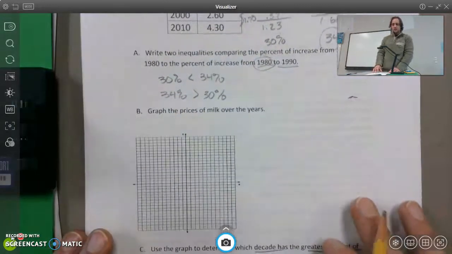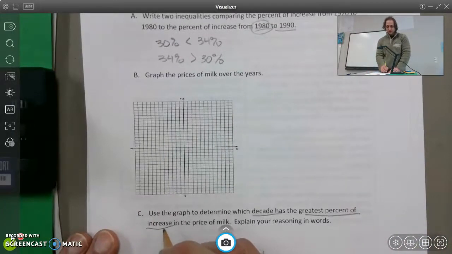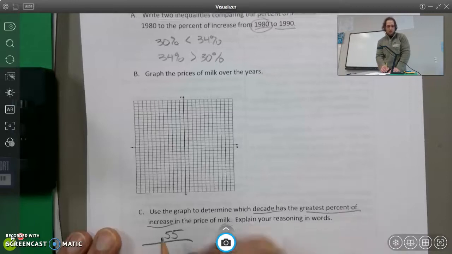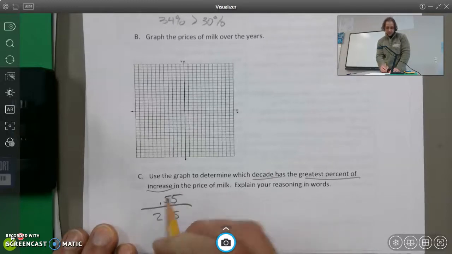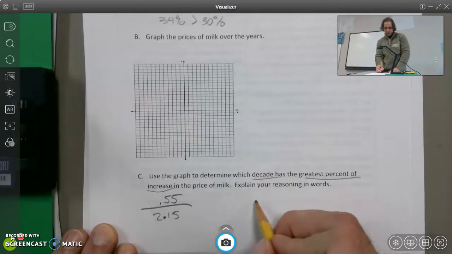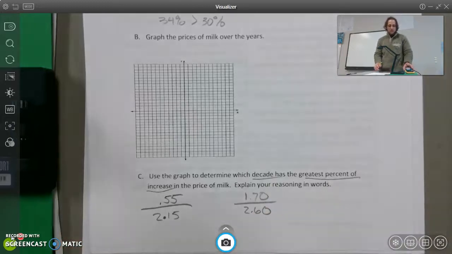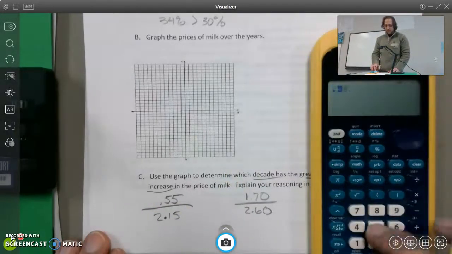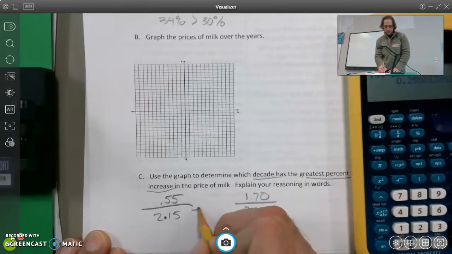All right. So the first one there is 55 cents. And the original price, when we're talking about going from 1990 to 2000, the original price was $2.15. And then from 2000 to 2010, it was a change of $1.70, and the original price was $2.60. All right, let's see what percentage we get with each of these. 55 cents divided by $2.15. That's going to be approximately 26%.